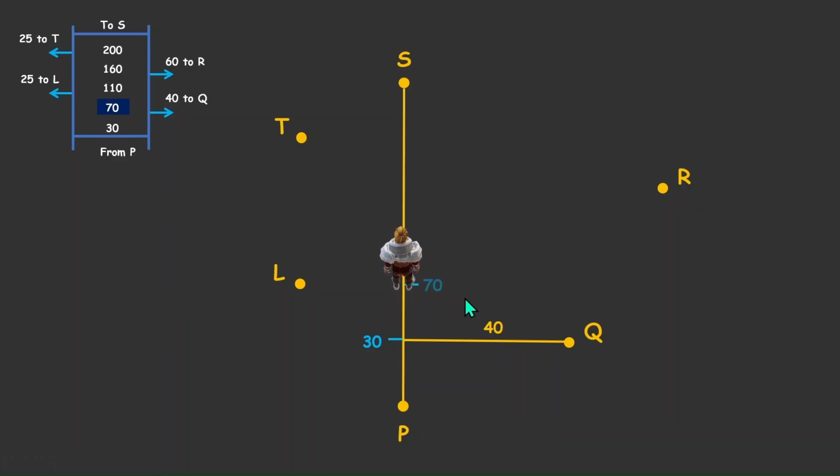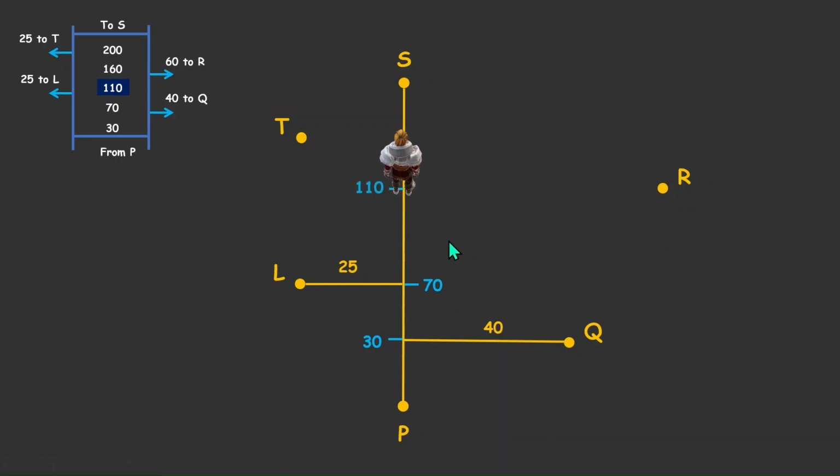So this is our 70 point. Now the surveyor would turn left because on the left we have L at a distance of 25 meters, because that is between 70 and 110. So now the surveyor will look left and spot L at a distance of 25 meters. After this, the surveyor will turn back on its path and walk up till the 110 point. So we go till the 110 point.